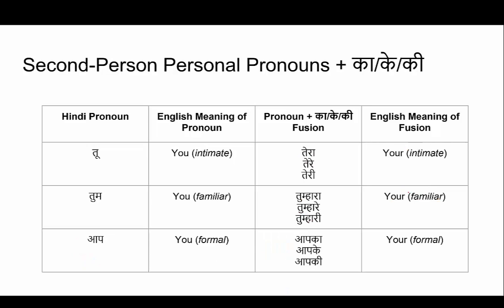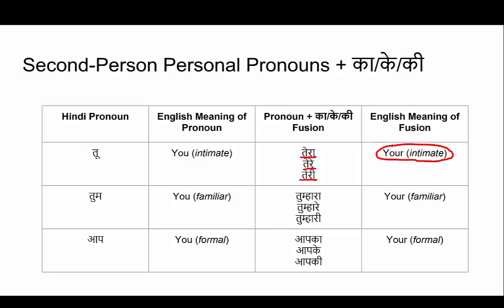Recall the 3 versions of you in Hindi, each one varying in formality: tu, tum, and aap. When tu fuses with ka, ke, and ki, it forms tera, tere, and teri, respectively. All of these fusions mean your, but you should only use these fusions when speaking and referring to someone with whom you are intimate.